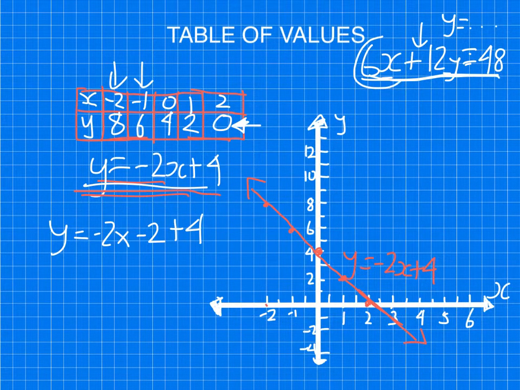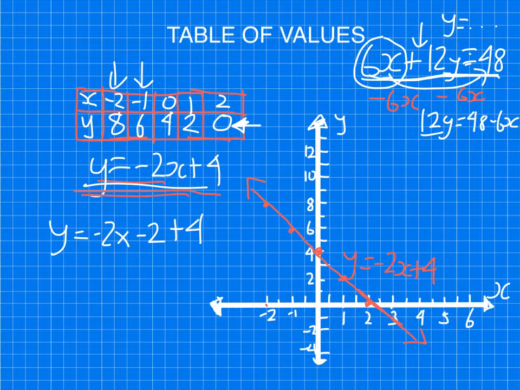You treat this 6x just like a normal number. In a normal equation, we'd want to get y by itself by getting this to the other side, so we're not going to do anything different just because there's an x there. To get this in the form I want, I'm going to subtract 6x from both sides. Remember, what you do to one side of the equation, you must do to the other. So I get 12y equals 48 minus 6x.